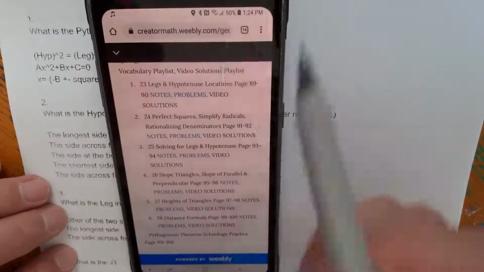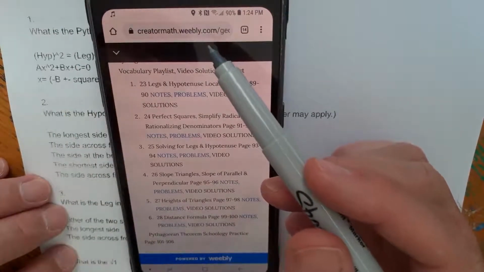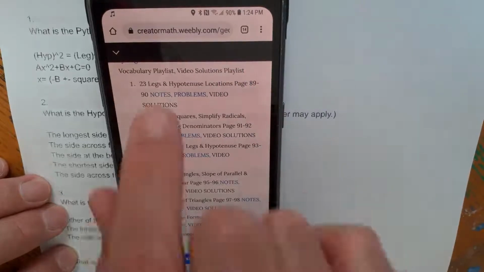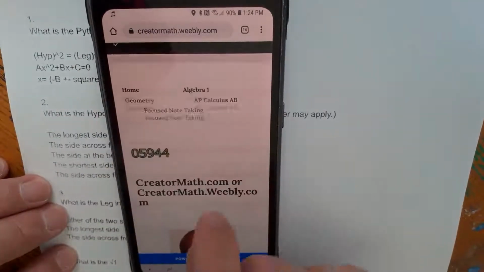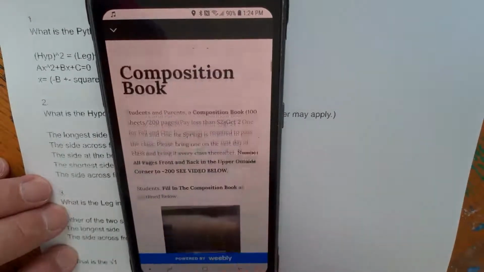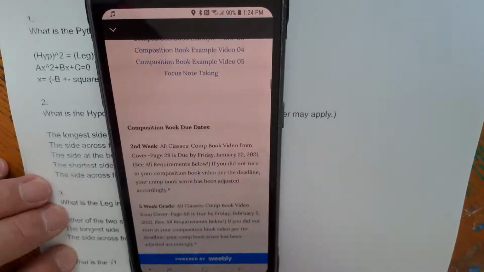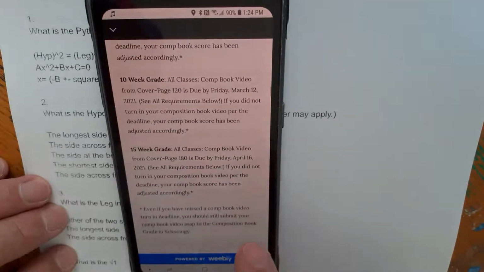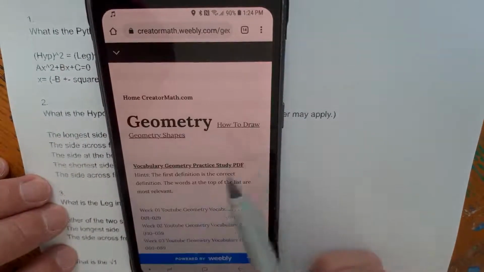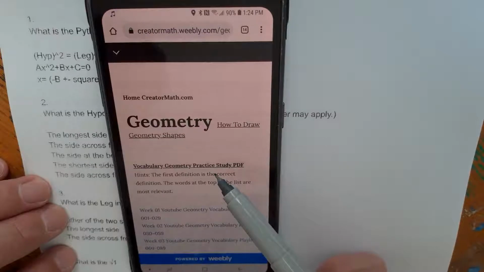So here's the website. It's creatormath.weebly.com. Google that. Hopefully you can get to the home page. It looks like this. Scroll down and you'll see all the instructions on how to do your composition book to get 100% on that. Watch all the videos, follow all the deadlines, and follow all the instructions. We're going to go straight to geometry. That's where all the notes, videos, vocabulary, and problem sets are.